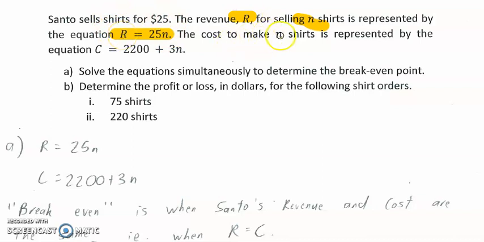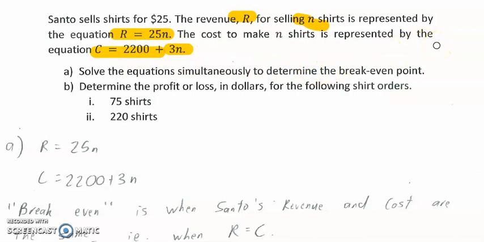The cost to make N shirts is represented by the equation C equals 2,200 plus 3N. So what this means, the cost, his manufacturing cost, is equal to 2,200 plus 3 multiplied by however many shirts he makes. Why 2,200? Well, these are probably his fixed costs, his rent, his electricity, his employee wages. No matter what, he has to pay that amount.